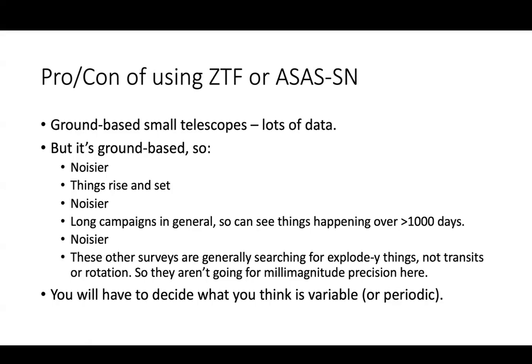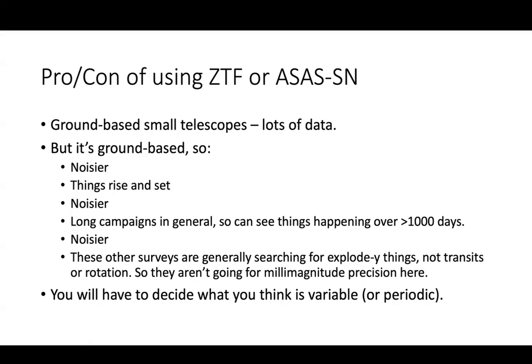If you want to use ZTF or ASAS-SN data, that's all ground-based small telescopes, and they have tons and tons of data. But it is ground-based small telescopes, so it's noisier. And things rise and set, right? Because they're ground-based, and so the sun rises and sets every day. But because those small telescopes have long time baselines, you can get light curves that are more than 1,000 days long, but they're noisier.